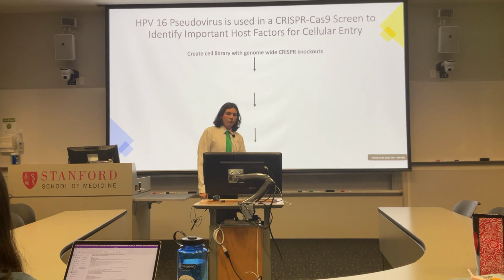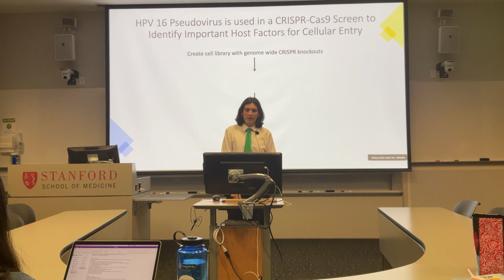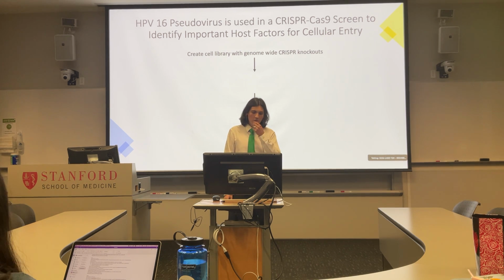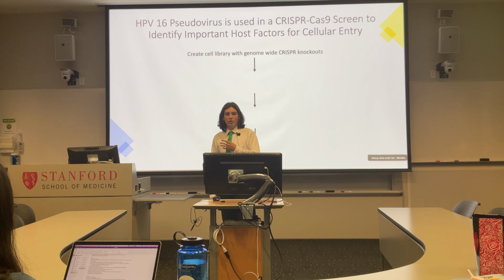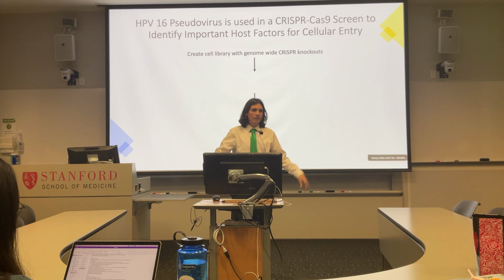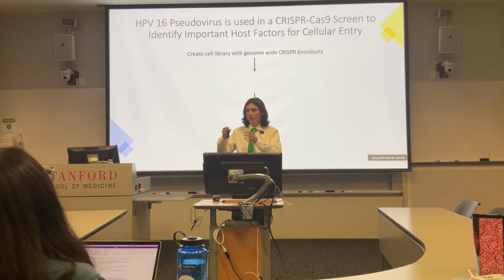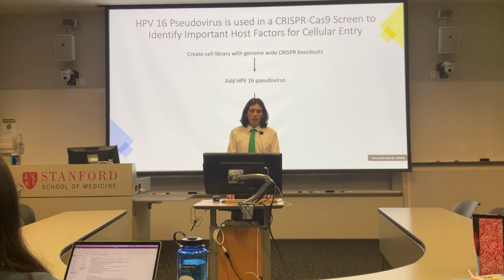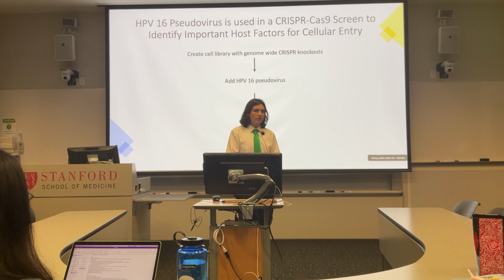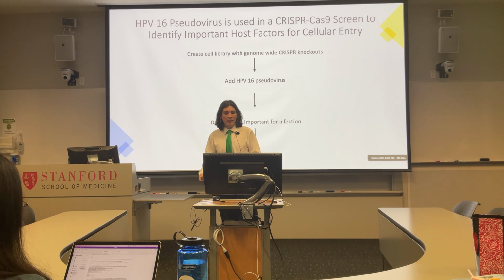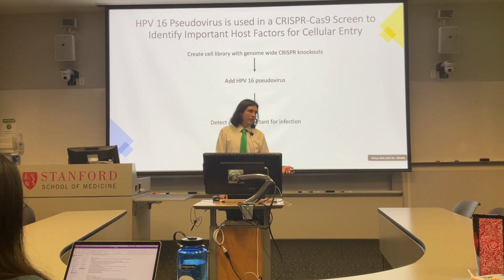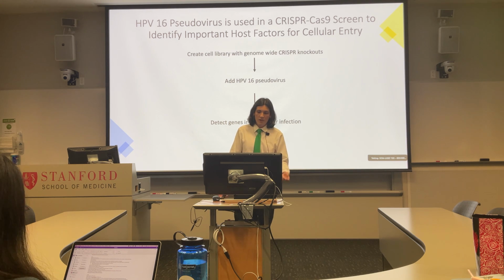So, with our pseudovirus, we'll begin using a CRISPR-Cas9 screen to identify important host factors for cellular entry. And this will first be done by using a cell library with genome-wide CRISPR knockouts. What this means is we have a lay of the land of cells, and we'll use CRISPR to knock down different proteins and host factors in these cells. We'll add our virus, our HPV16, and that will infect these cells. And this will help detect genes that are important for infection, because some will be infected and some will not, because we knocked down those genes.